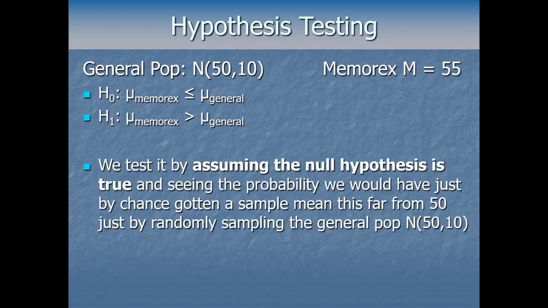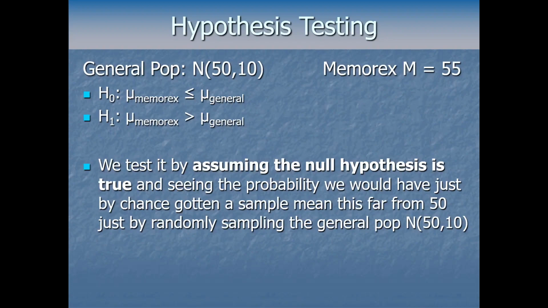So the logic of significance testing is going to be that we will assume the null hypothesis is true. Just temporarily, we're going to pretend. We're going to assume the null hypothesis is true. And from that, we can calculate the probability we would have just by chance gotten a sample mean this far from 50, just by randomly sampling the general population, like if the null was true. In other words, first we pretend the null hypothesis is true and that Memorex doesn't improve memory. If so, what are the odds we would take a sample from that and get a sample mean of 55 like we did?